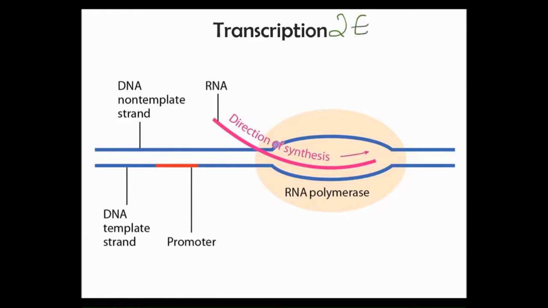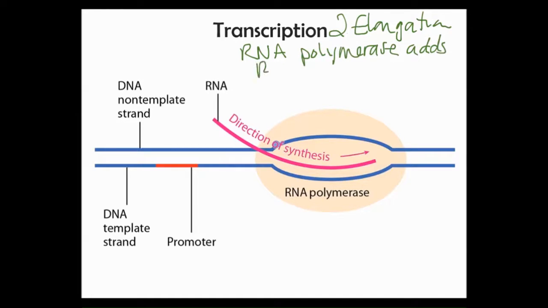The second step is called elongation. Elongation is where RNA polymerase gets to work adding in complementary base pairs of RNA nucleotides as it reads the DNA template strand. So let's make sure we have that down. RNA polymerase is going to be adding RNA nucleotides. And it's going to do that as RNA polymerase is reading our DNA template strand.